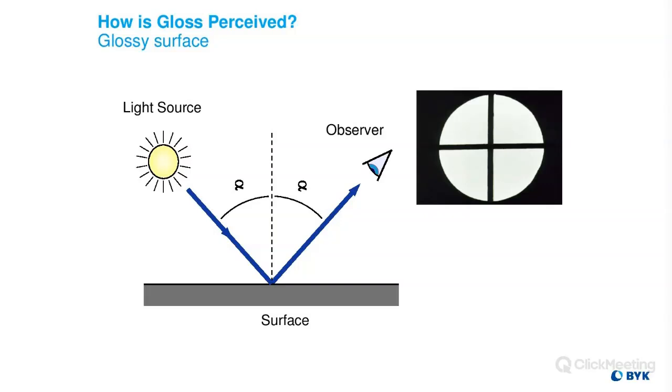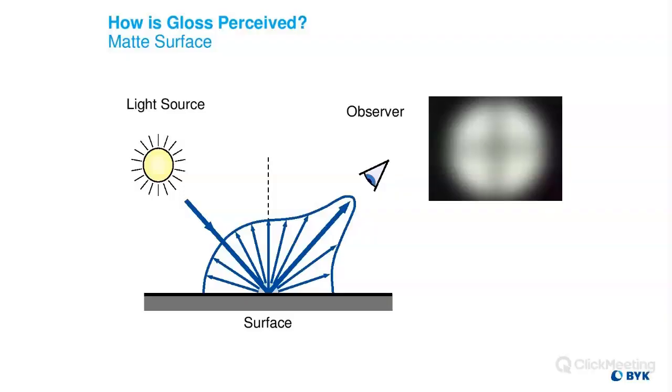So here we have an observer observing this surface, and now we're looking at a very glossy surface. And so this observer is going to see a very crisp, clear reflection of that light source off of the surface. But now we have a rough surface, and so we're going to get less specular reflection and more diffuse reflection. And so that's going to cause the reflected image of the light source to be fuzzier and less distinct. And so non-glossy surfaces, low glossy surfaces, we refer to those as matte surfaces, M-A-T-T-E.